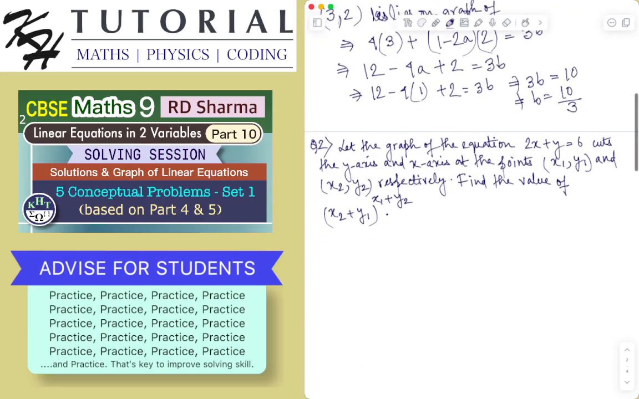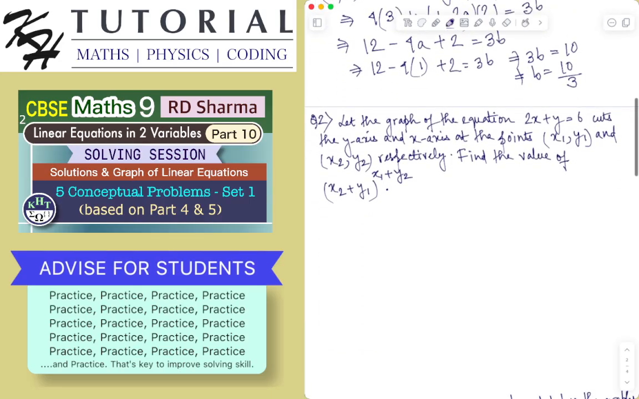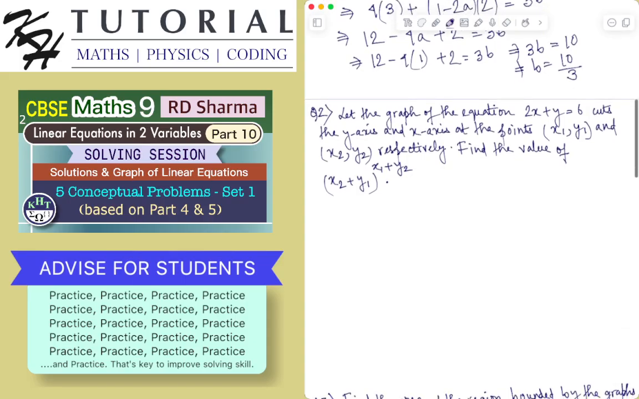Question number 2. Let the graph of the equation 2x plus y equals 6 cut the y-axis and x-axis at the points (x1, y1) and (x2, y2) respectively. Find the value of (x2 plus 1) to the power (x1 plus y2). So we have the equation 2x plus y equals 6. From this equation we can easily find the coordinates of the points where the graph will cut the x-axis and y-axis.